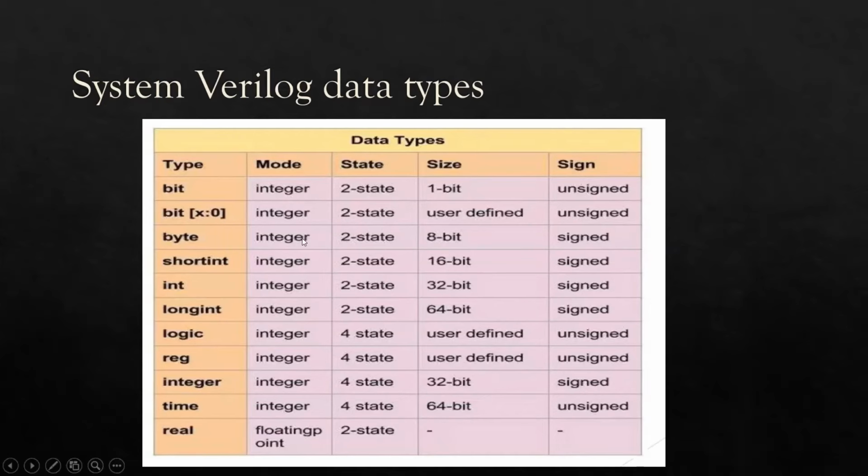Then a byte is itself 8 bit. If I write byte a, then I can assign an 8 bit value. Then shortint is 16 bit, int is 32 bit. And this int is not supported in Verilog, right? Only integer is supported in Verilog. This is longint, 64 bit. Logic, reg, integer are supported in Verilog. And this is time and real. So these are the various data types.